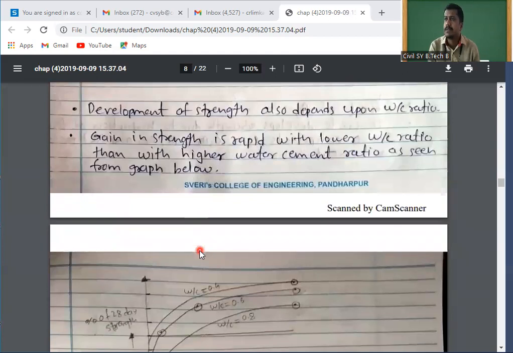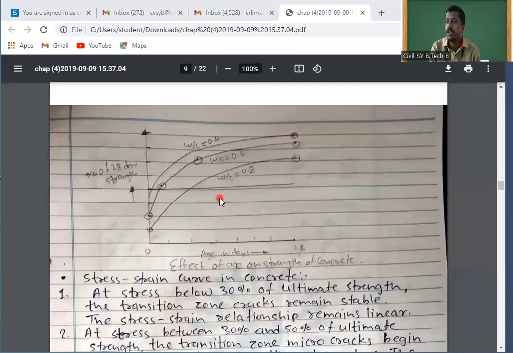This part I think I have explained. Now development of strength, it also depends upon the water to cement ratio. This graph is there for your understanding purpose. Development of strength based on the water to cement ratio. जितका water to cement ratio जास्त असणार आहे तितकं तुमचं कॉन्क्रीट स्ट्रेंथ गेन कमी करू शकतं, आणि जितका water to cement ratio तुमचा लो असणार आहे कॉन्क्रीट is going to achieve higher strength. Please remember this simple concept.